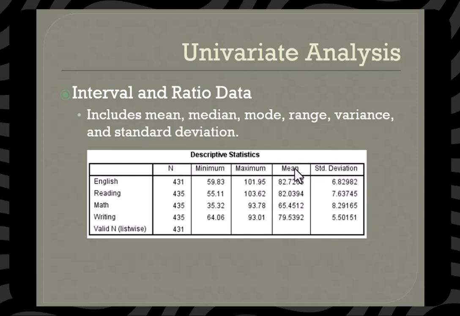So the mean here is a measure of center. It measures how close together our data is, whereas the standard deviation is a measure of spread. It measures how far apart our data is. So what this means is that the English average score was an 82.72 with a standard deviation of 6.82, which means that most of our scores are going to be anywhere from between 75 to about an 88. And that'll include close to about 70% of our scores between those values.